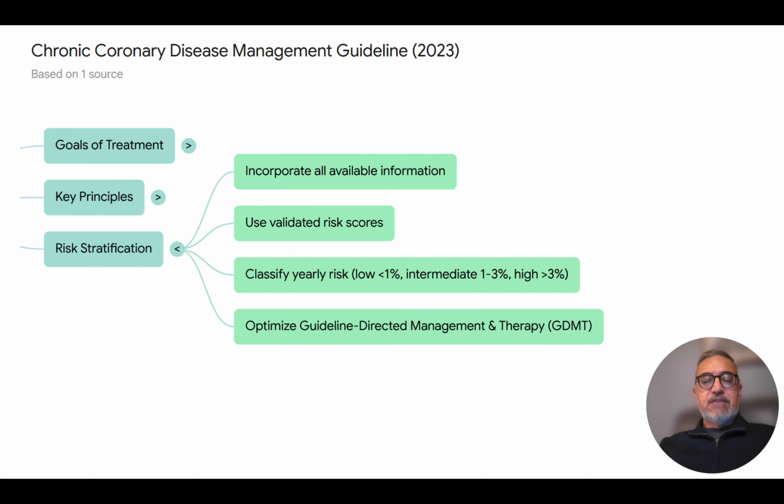Risk stratification of the patients: we should incorporate all available information, use validated risk scores, and classify yearly risk, low risk being less than 1% mortality, intermediate 1 to 3, high more than 3. Optimize GDMT.